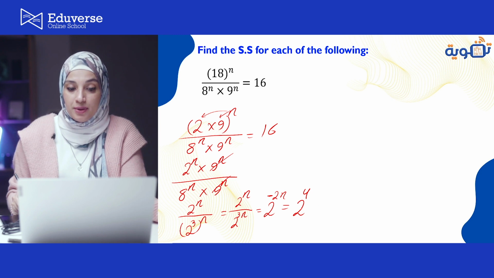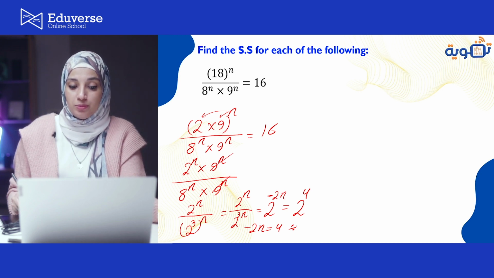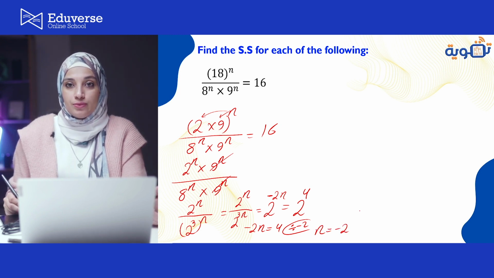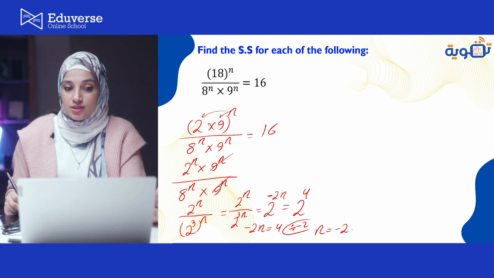Now I have the same base, so I can easily say the two powers are equal. Just divide by the coefficient here, the number multiplied by n, divide by negative 2. Now n will be negative 2. So you have to write the solution set. Don't forget that. Writing the solution set now, it will be negative 2.